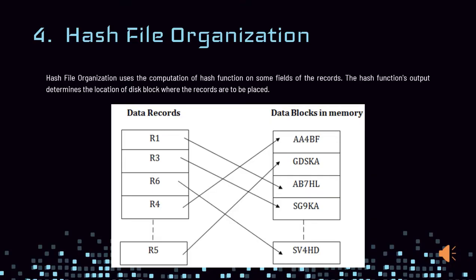Next is hash file organization. Hash file organization uses the computation of a hash function on some field of the record. The hash function's output determines the location of the block where the records are to be placed. When a record has to be retrieved using the hash key value, then the address is generated and the whole record is retrieved using that address.